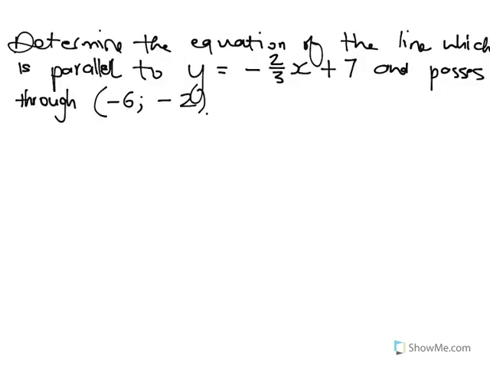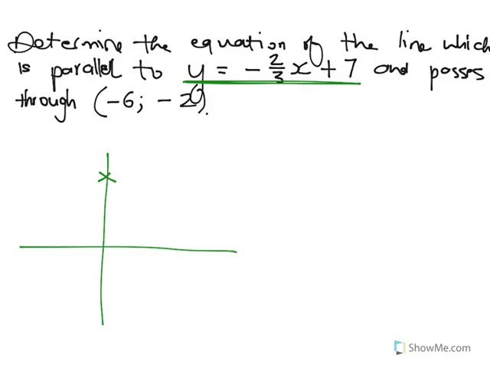And finally, determine the equation of the line. Oh no, this is not finally, there's one more. So determine the equation of the line which is parallel to y is equal to minus 2/3 of x plus 7 and passes through (-6, -2). So again, a sketch, right? So we've got the line y is equal to minus 2/3 of x plus 7. So its y-intercept is somewhere up here, and it's got a negative gradient, so it's a falling line, right?